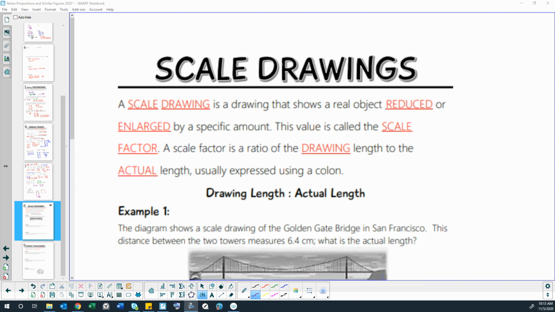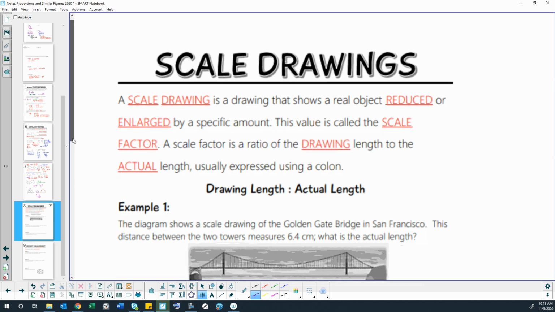Scale drawings. This is in our notes packet, page 8. A scale drawing is a drawing that shows a real object reduced or enlarged by a specific amount. This value is called the scale factor. A scale factor is a ratio of the drawing length to the actual length, usually expressed using a colon.